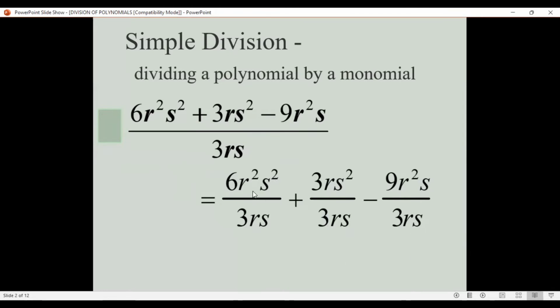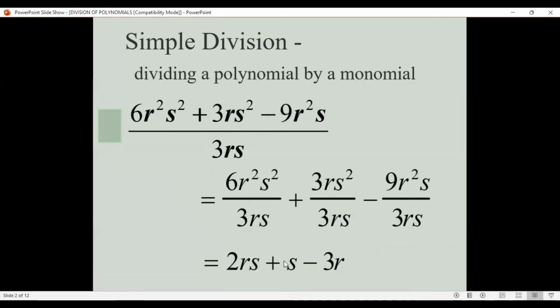And what are we going to do here? By the cancellation process and the lessons that we already know about the rules on exponent, when we are dividing the same base, we just have to subtract the exponent. So this simply means that dividing now your 6 by 3, you have 2, and then r squared divided by r, we have simply r, and then s squared divided by s simply gives us an s.